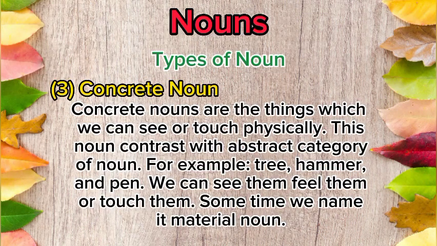Concrete noun. Concrete nouns are the things which we can see or touch physically. This noun contrasts with the abstract category of noun. For example: tree, hammer, and pen. We can see them, feel them, or touch them. Sometimes we name it material noun.